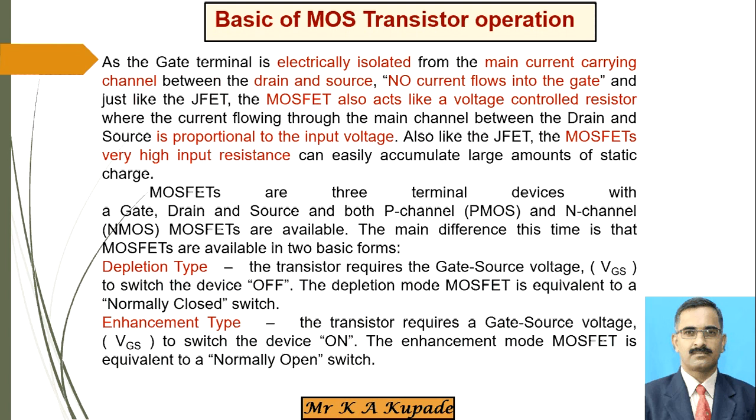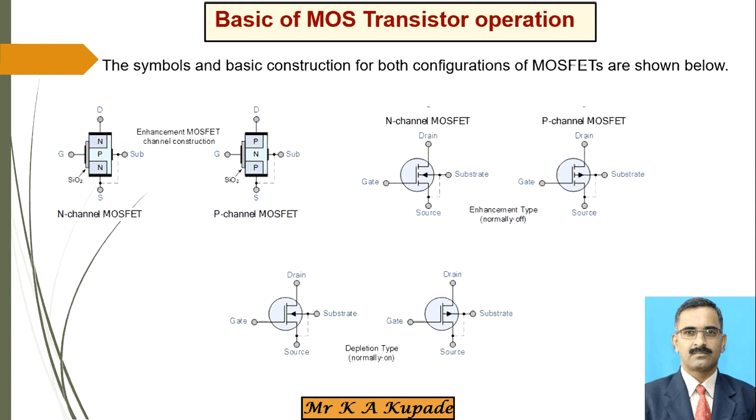Now see here, the symbol and the basic construction of both configurations of MOSFETs are shown here. In the first two figures, you can see the N channel MOSFET and the P channel MOSFET, with the gate and the silicon dioxide that we discussed shown here.